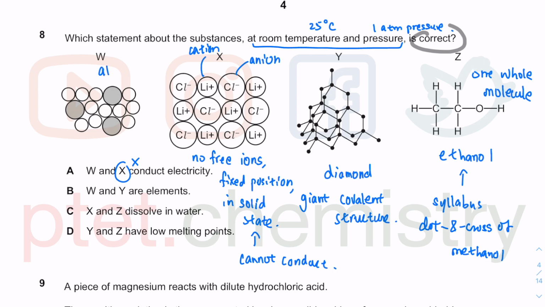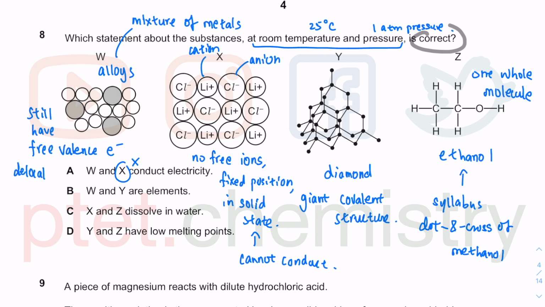These are basically alloys. Alloys are basically mixtures of metals. So individually, metals can conduct electricity because they still have free electrons. You delocalize your outer shell electrons in order to give you the metallic structure. Giant metallic structure consists of cations, but these are cations of different sizes. Electrons don't have a size at all because you no longer have the shell, as you already delocalized, as stated in the syllabus under giant metallic structure, metallic bonding. So W can conduct, X cannot conduct, A is wrong.